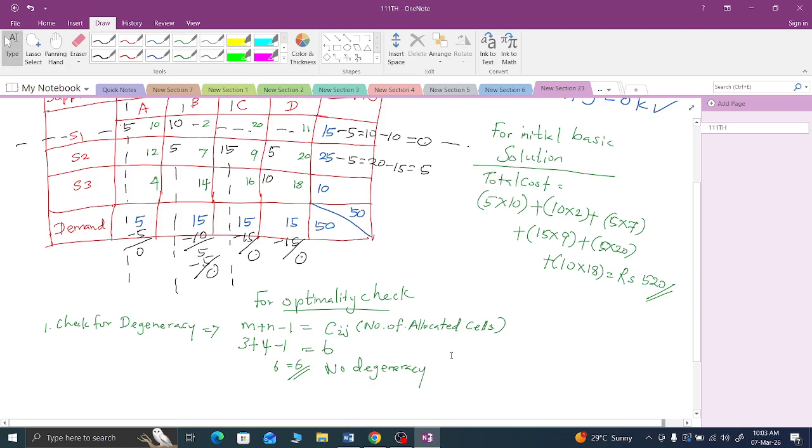No degeneracy problem, right? If it is there, we have to do something else. But from a question and exam point of view, they will not give you a degeneracy one. Only no degeneracy will be given to you, right? So this is what we have to do first. Next, the second part.